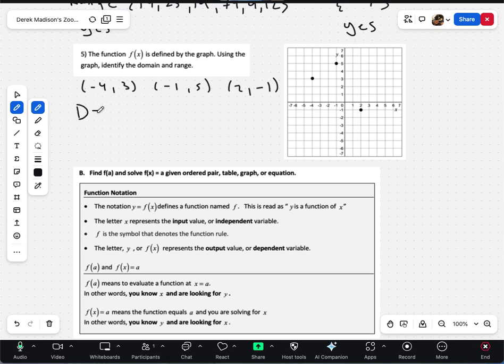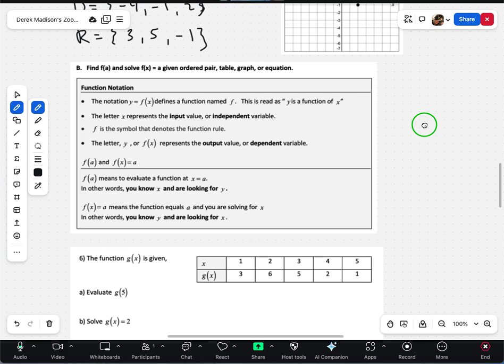So for the domain, that's our x's. So -4, -1, and 2. Oops, check that. And for a range, it's going to be 3, 5, -1. And that would be that one.